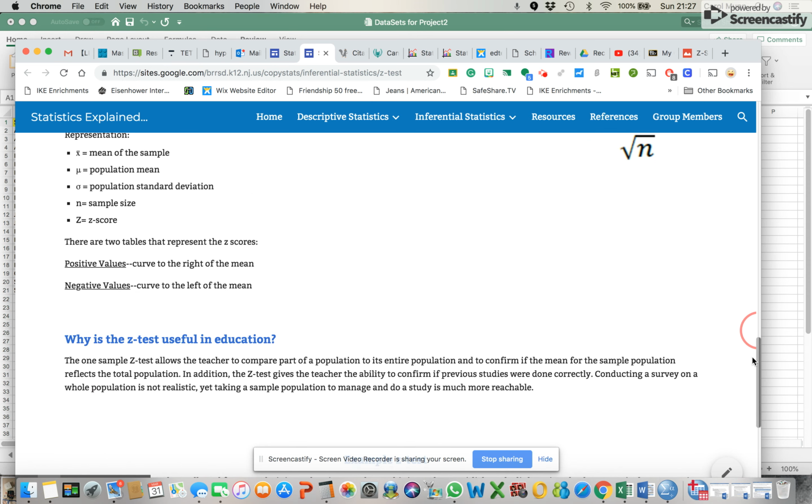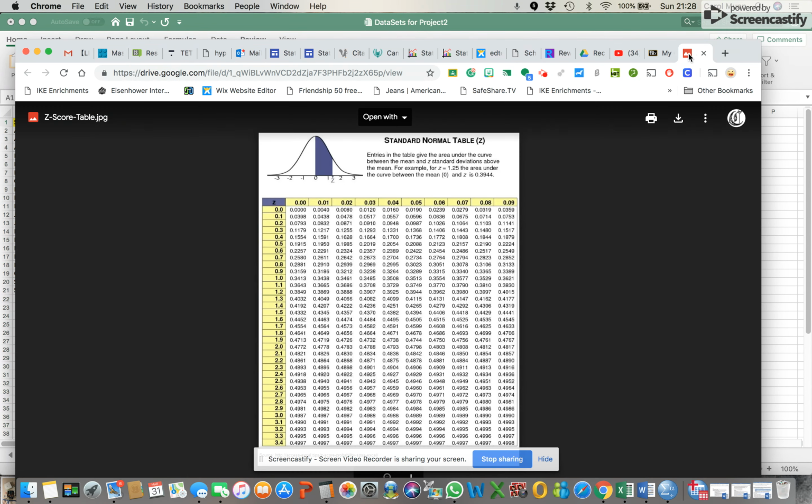All right. So there are 2 tables that represent the Z-scores, positive values and negative values. So I'm going to click on a sample. Okay, and right here is the standard normal table for Z-scores. Here is your graphic, your bell curve. As you can see, zero is in the middle, and there are negatives on this side and positives on this side. So this is the sample table that you would match up the numbers with.